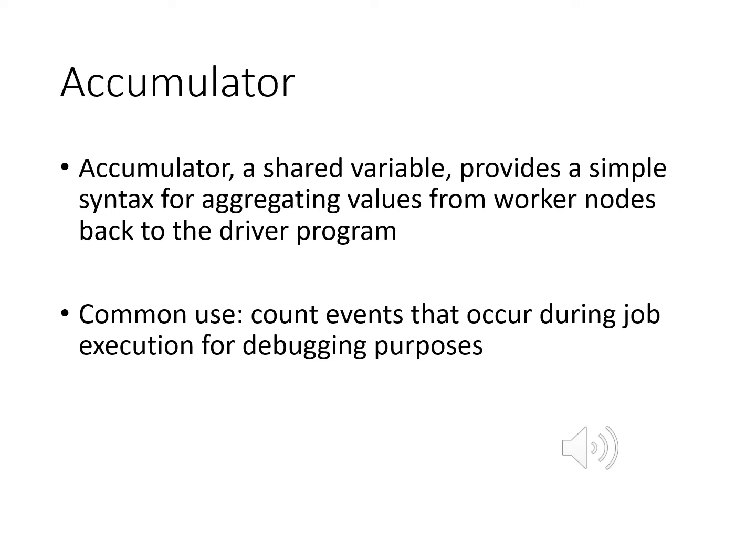We first look at the accumulator, which is a shared variable. A shared variable means the variable is shared across the worker nodes. It's used for aggregating values from worker nodes back to the driver program. It's commonly used as a counter to count the events that occur during the job execution. This reminds us of the counter for MapReduce, right? But here it's much simpler for us to implement in Spark.